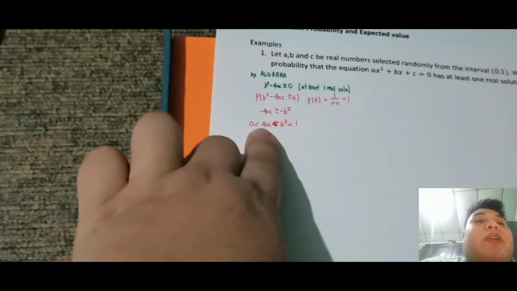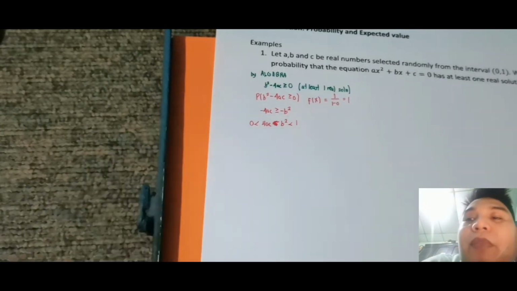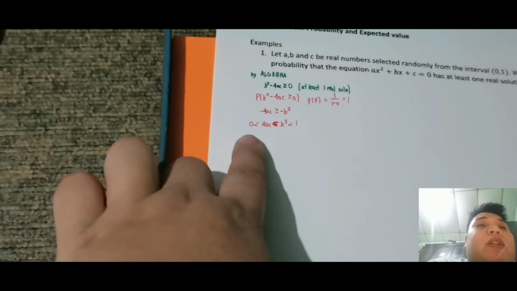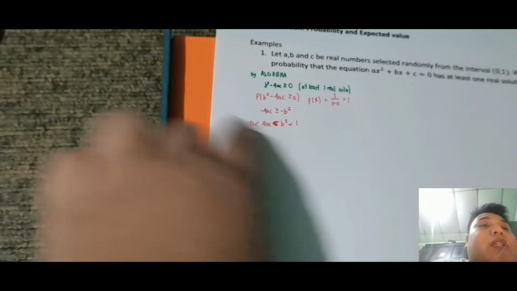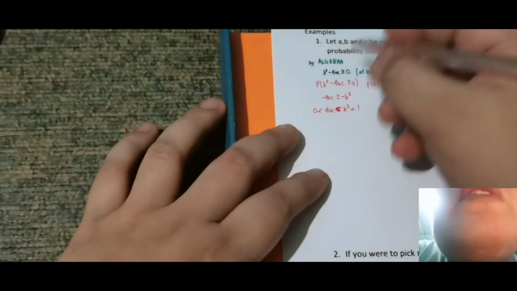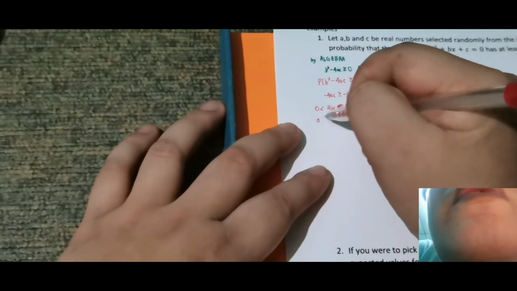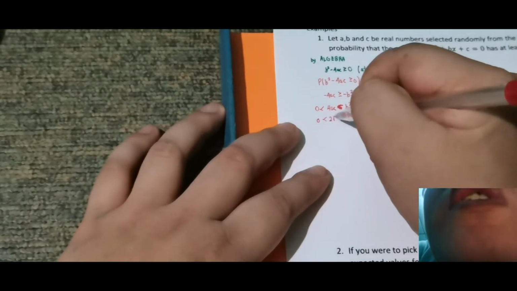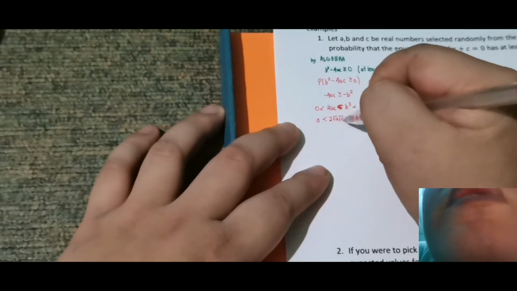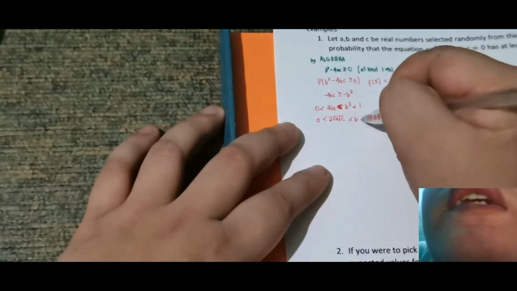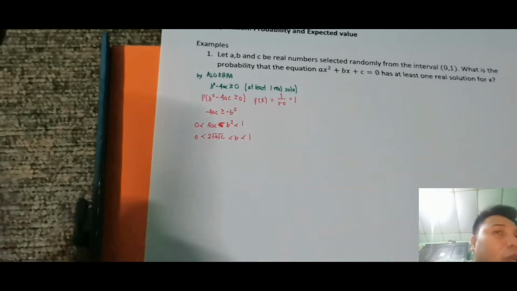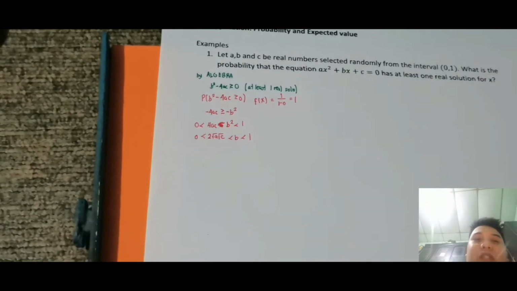Okay, so we have 4AC less than B squared less than 1. So from there, i-square ko yung buo. I-square ko lahat. So pag in-square ko lahat, ano mangyayari? This is just 0 less than 2 square root of A square root of C less than B less than 1. So in-square root ko lang lahat ng buo. So, square root ko, that's 0 less than 2 square root of A square root of C less than B less than 1.